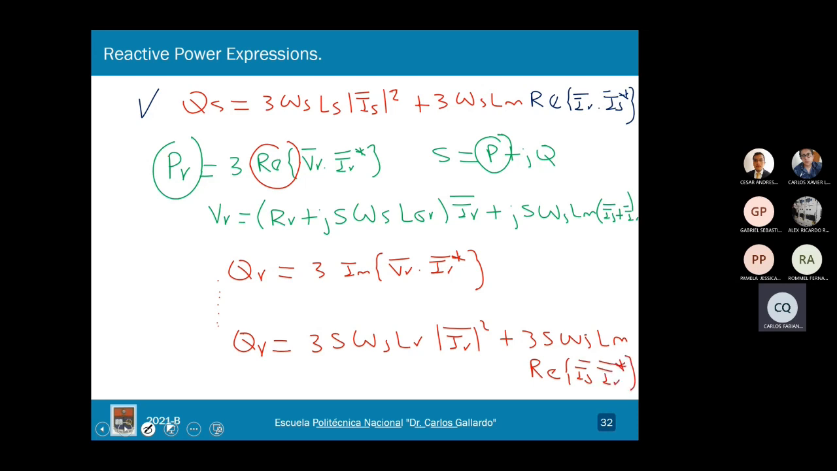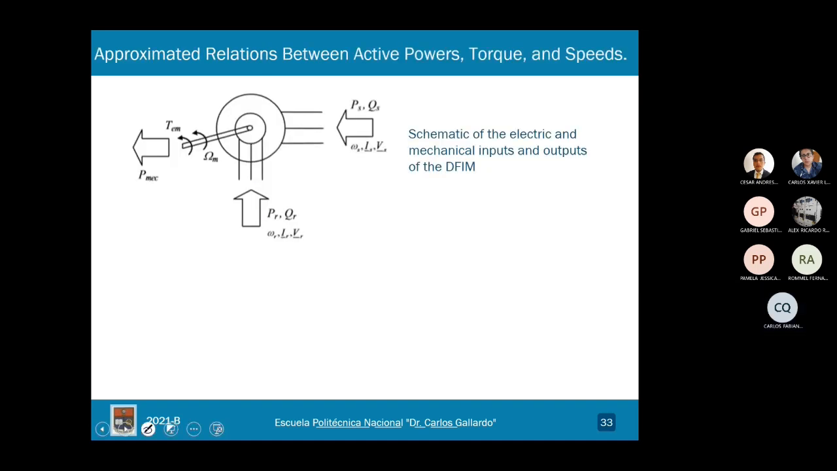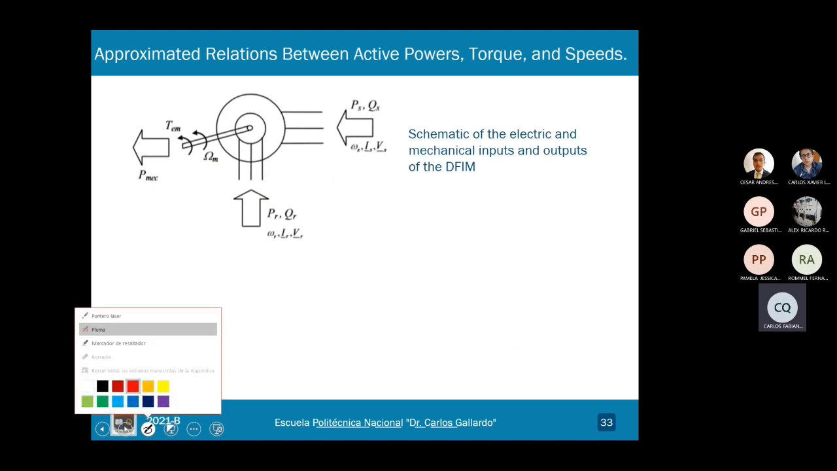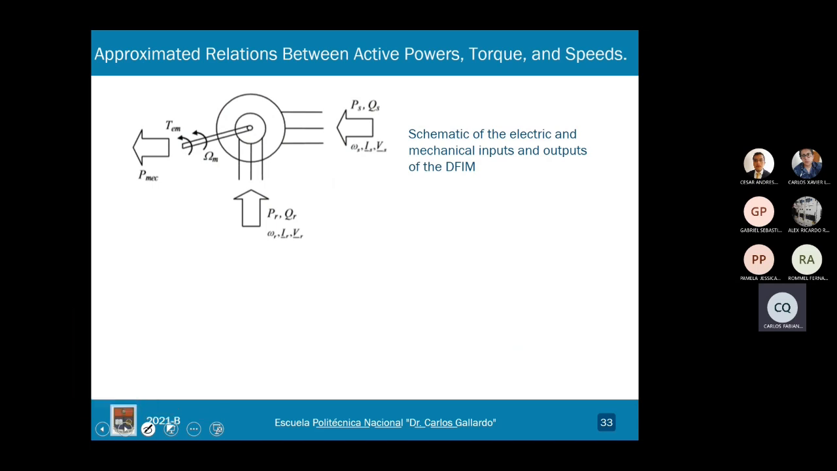So we have already derived the equations for the active power, for the reactive power, and for the electromagnetic torque, okay? So I will continue computing an approximation. I will call this the approximate relation between active power, torque, and speed. Some approximations. So I will use the previous equation. We have already demonstrated the stator power.